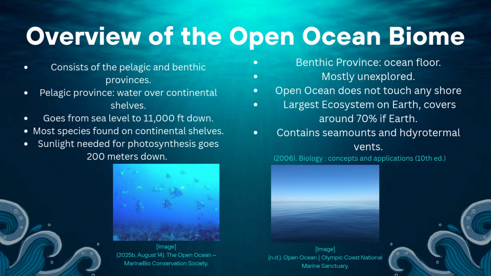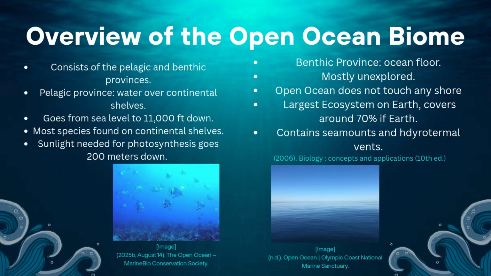It is mostly unexplored, and we don't know much about it at the current moment. The open ocean does not touch any shore or coastal area as well, meaning it is completely surrounded by water. It is also the largest ecosystem on Earth, covering about 70% of it. The open ocean also contains geographical features known as seamounts and hydrothermal vents. Seamounts are undersea mountains that are 1,000 feet or more in height, and the tip of the seamount still remains below the sea level. And hydrothermal vents are mineral rich seawater heated by geothermal energy, which comes out from an opening within the ocean floor.